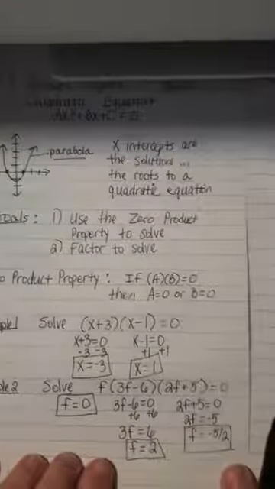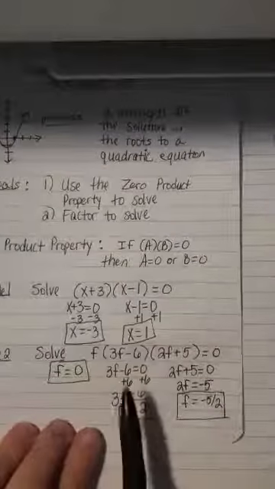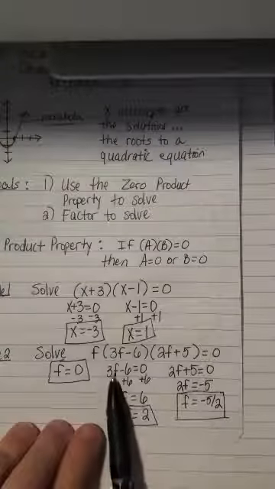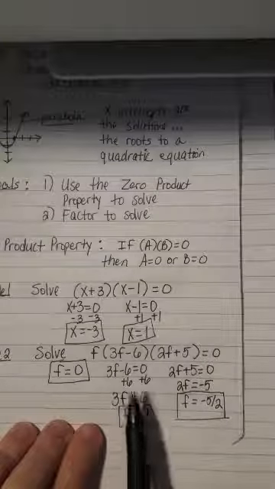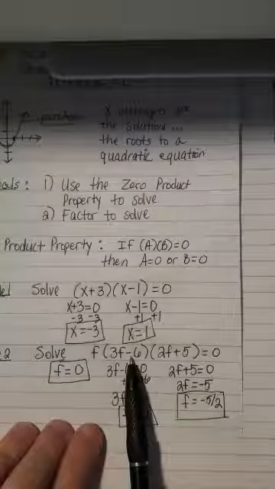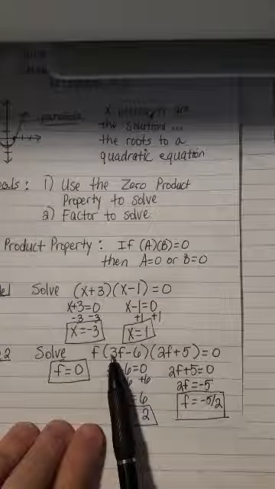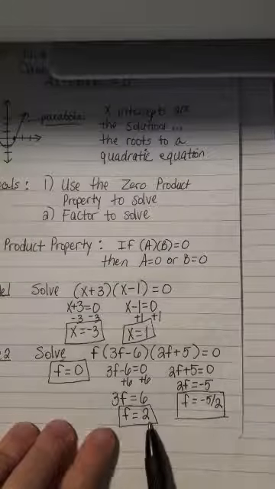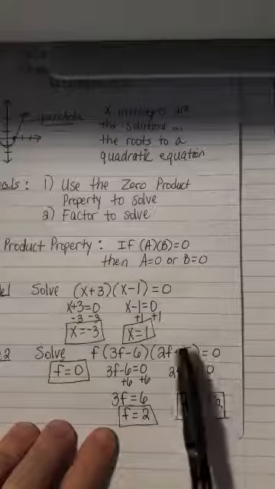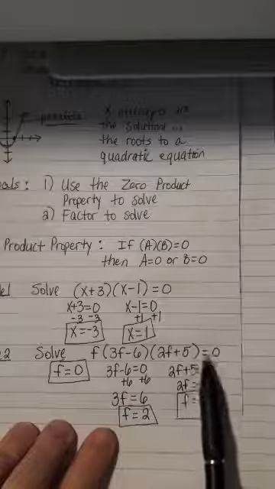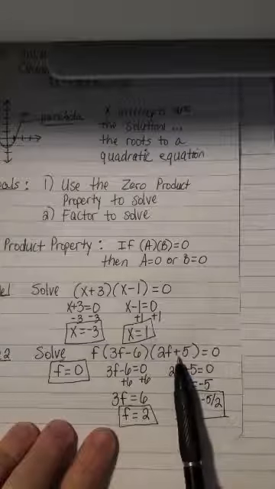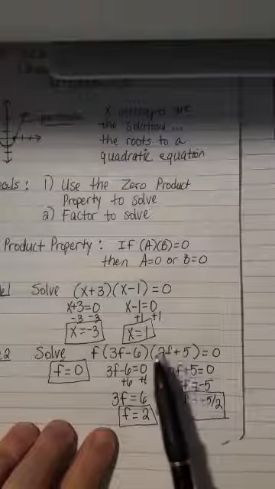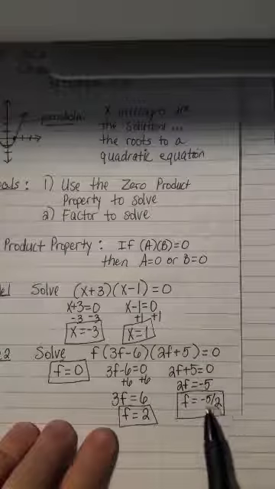All right, so look down here at this one. 3f minus 6. So we could skip these steps right here to go straight to our answer. It's going to be the opposite of the back over the front. So it'd be a +6 over 3. +6 over 3 is 2. For 2f plus 5 equals 0, that's going to be the opposite of back over the front. So opposite of 5 over 2, -5 over 2.